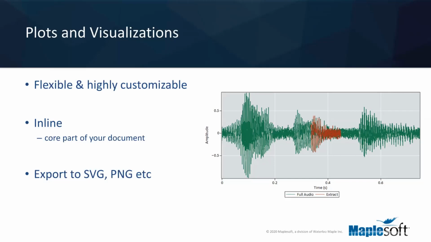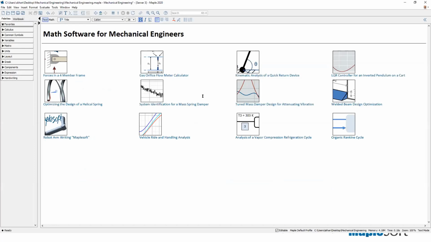Now, at this point, what I'd like to do is dive into Maple and show you a few applications. Now, everything I show you today is available on the Application Center. But I'd like to walk through maybe 3 or 4 mechanical engineering applications. Let's start off with the basics, the static analysis of frames and trusses.